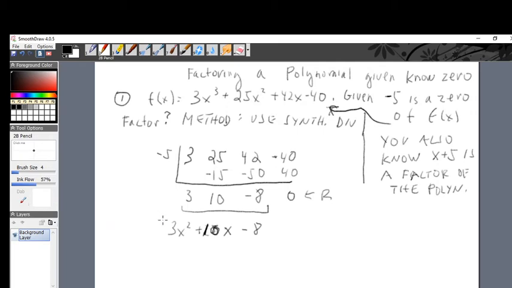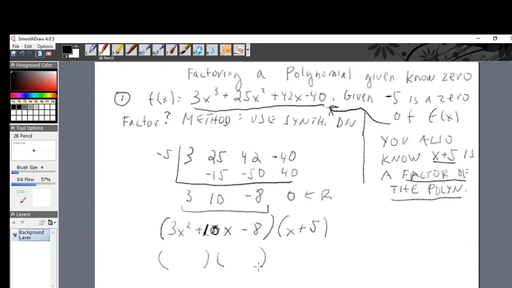Fine. So we now know that this big polynomial breaks up into two pieces. We're starting to factor it. It breaks up into this and into x plus 5, which is a factor of the polynomial. We know both of those things. So if we can successfully break this up into two more factors, then we've got this thing nailed. So let's go to scrap paper and use our old methods of factoring to get that job done.